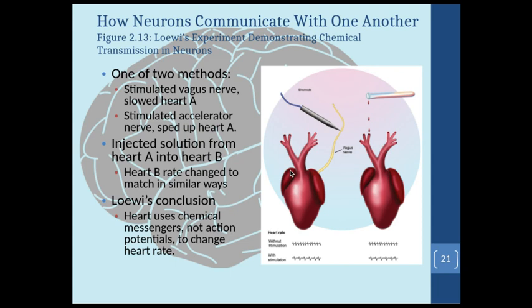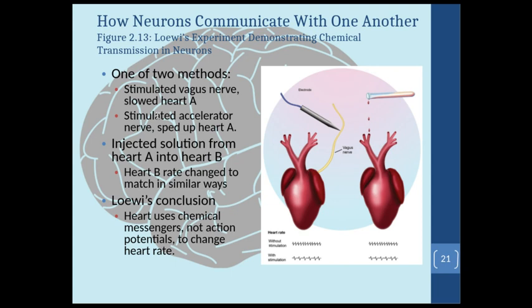So here's the frog heart in jar A, and here's the frog heart in jar B. What happened was Loewi wanted to see exactly what would happen if he used electricity. So you can stick an electrode, which gives off electricity, and stimulate one of these nerves, either the accelerator nerve or, as pictured here, the vagus nerve. So in beaker A, he stimulated the vagus nerve, and without stimulation, it was beating pretty fast. When he stimulated this nerve electrically, it caused the heartbeat to slow down.